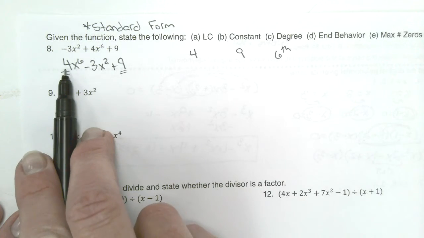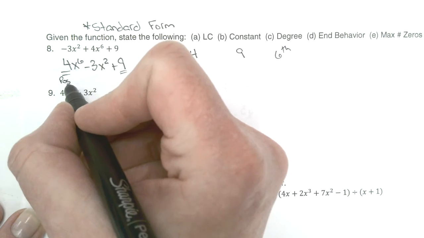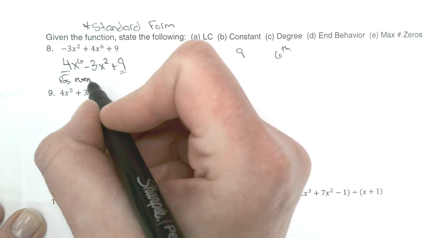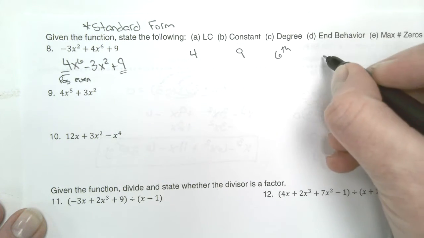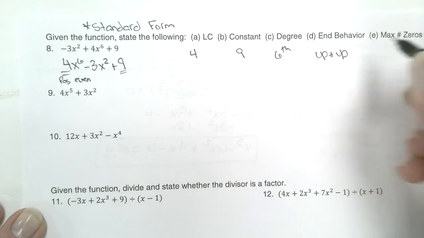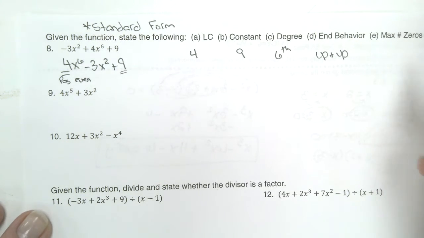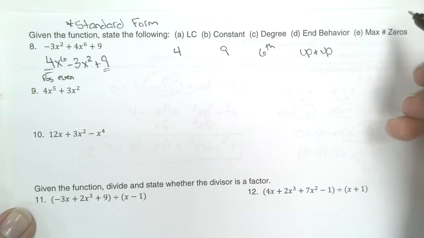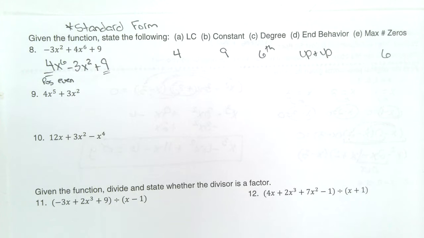End behavior. So if you have a positive leading coefficient paired up with an even exponent, that tells me that my end behavior is going to be up and up. And what is the max number of zeros? Generally, you can look at your biggest exponent, and we're going to say 6 is the maximum number you would find. Do the same thing with 9 and 10.